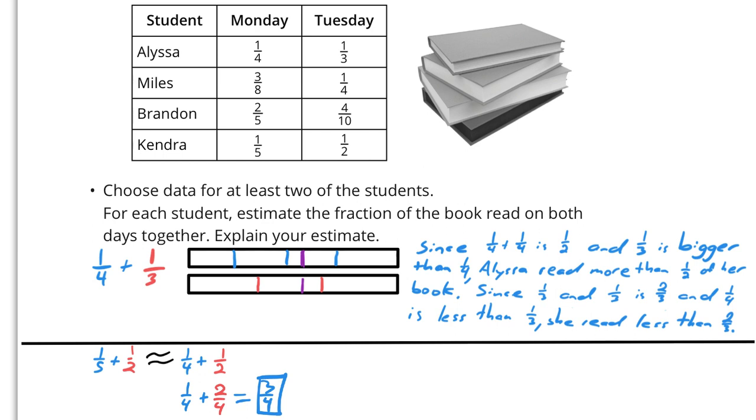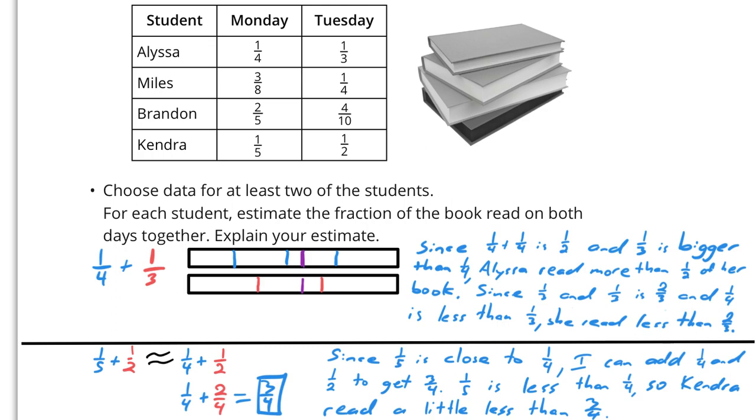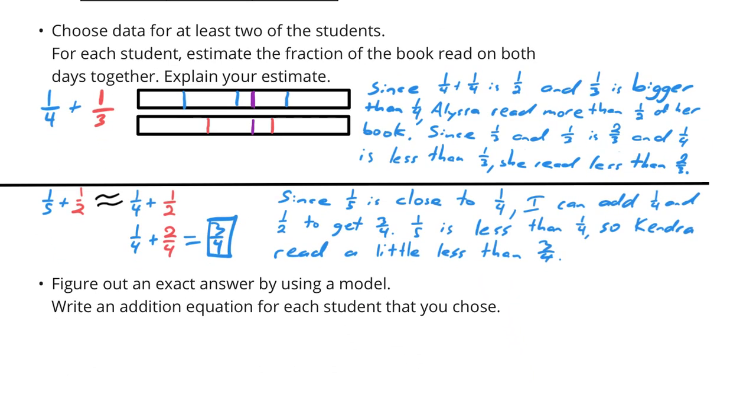And that is actually a decent estimate. So the final answer would look something like this. Since 1/5 is close to 1/4, I can add 1/4 and a half to get 3/4. 1/5 is less than 1/4, so Kendra read a little less than 3/4 of the book.